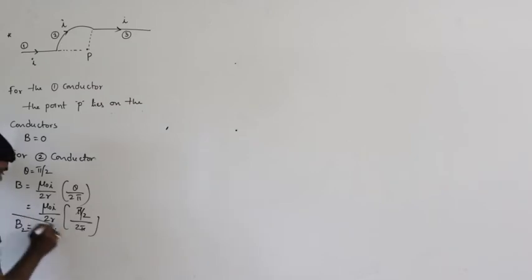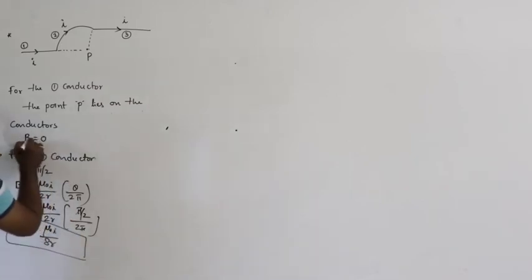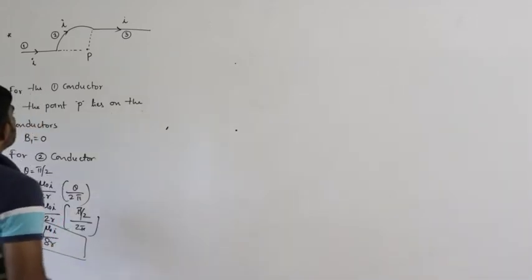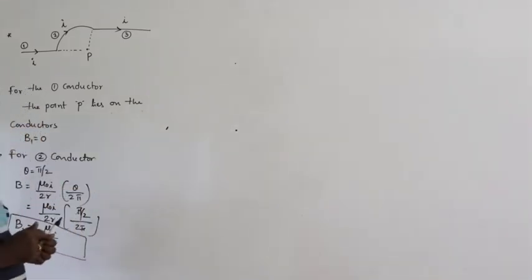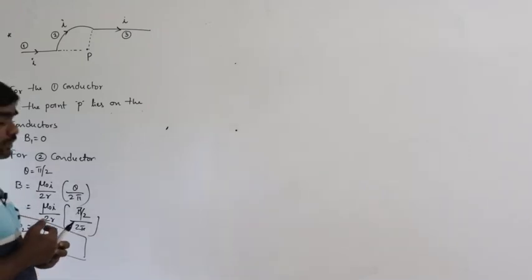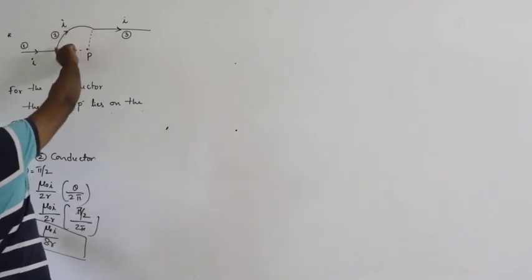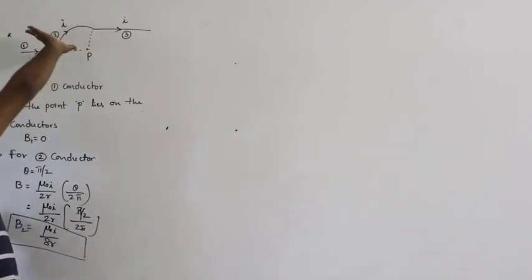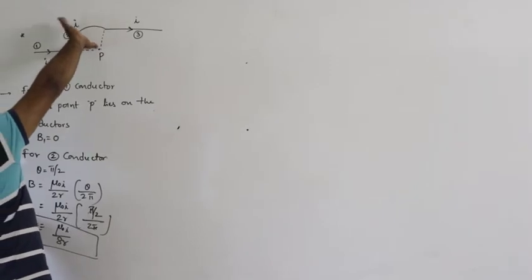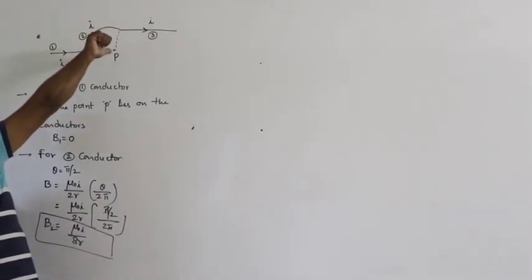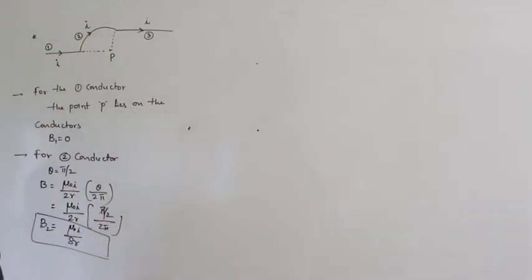Let us say it is B2. So the magnetic field due to the first conductor is equal to 0, that is B1, and B2 is equal to how much? Mu naught I by 8r. So what is the direction? Here the direction is important. What is the direction of the current here? This is the direction of the current. For this direction of the current, what is the direction of the magnetic field? Into the plane of the board.